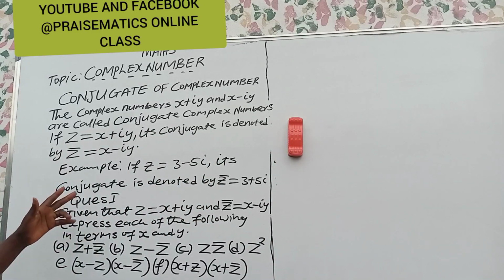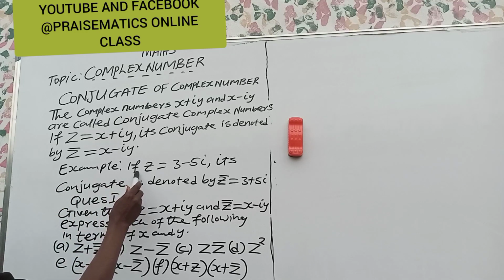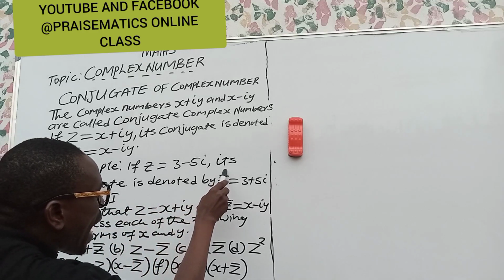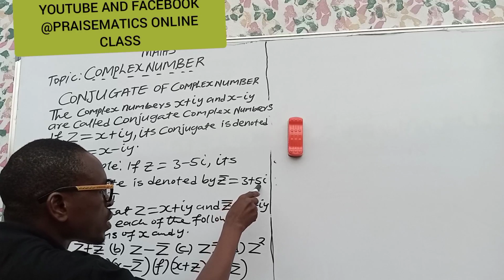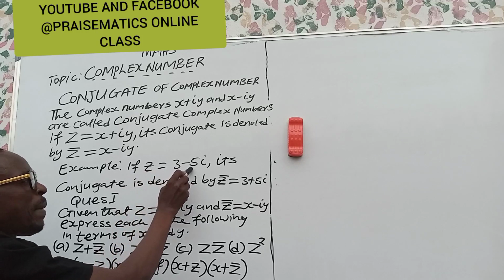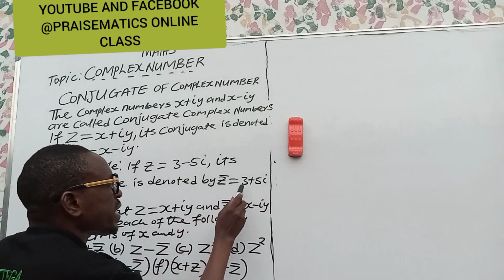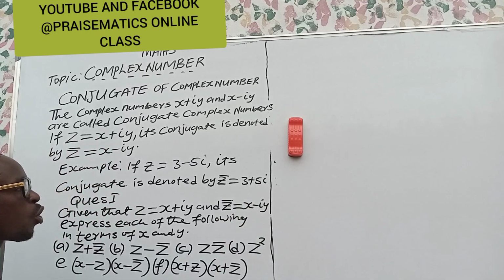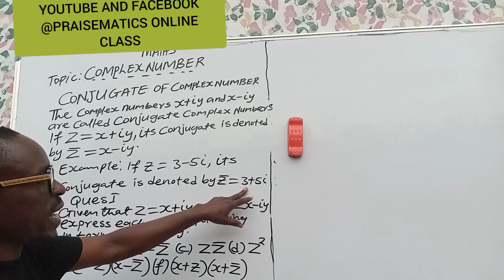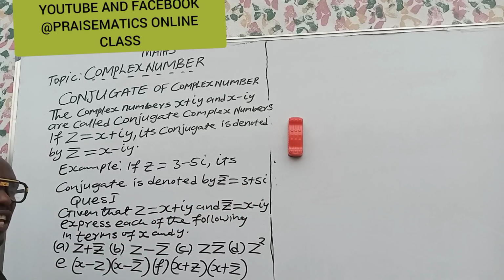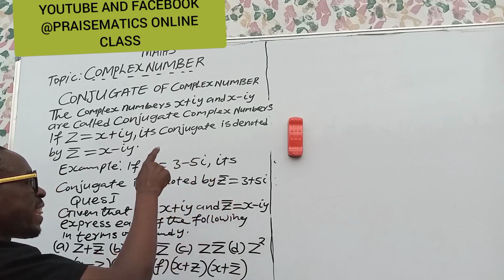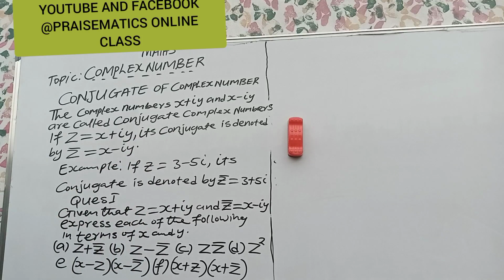So now let's look at this question in the example. If z is equal to this, its conjugate is denoted by z bar, equal to 3 plus 5i. So the complex number is equal to 3 minus 5i, and its conjugate is equal to 3 plus 5i. But if they give you 3 plus 5i and ask you to find the conjugate, the conjugate of it is 3 minus 5i.